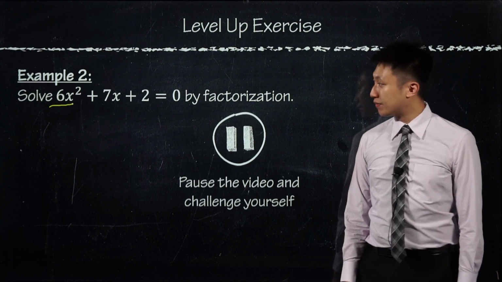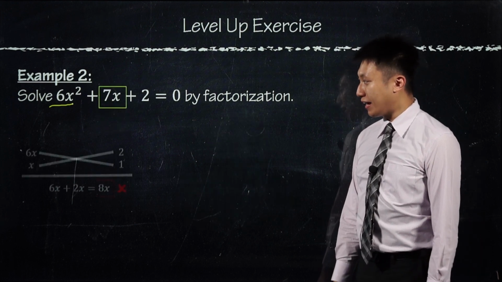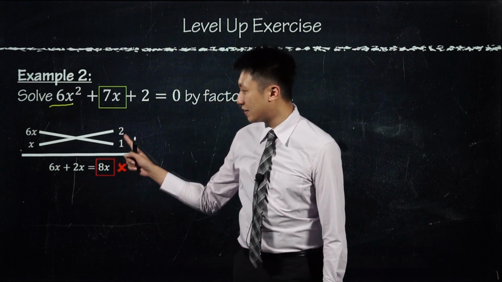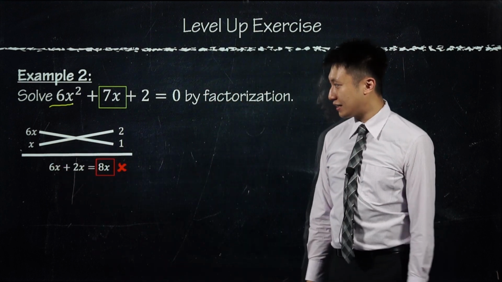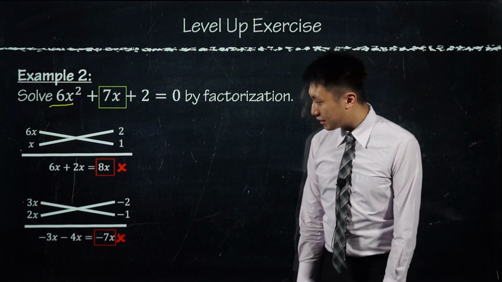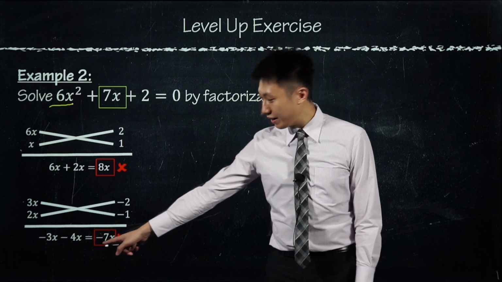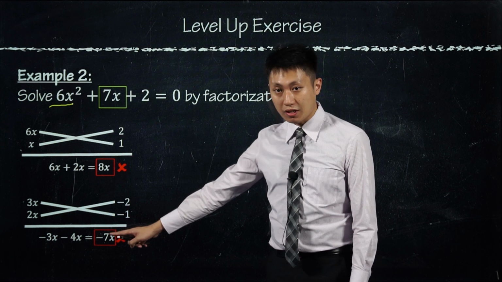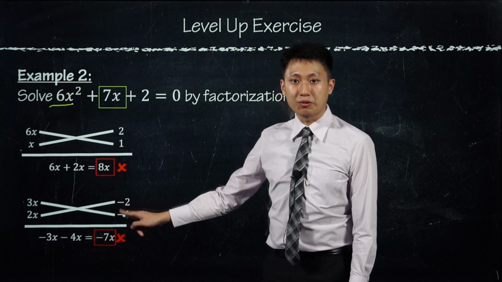All right, so this is 7x. So we try this one, 6x and x, 2 and 1. Add them is 8x, which is not correct. Then try again, is this one, negative 7x. It's quite close already. When you see something like a positive, negative sign, that's the problem causing the problem. Then you change the sign over here, right?